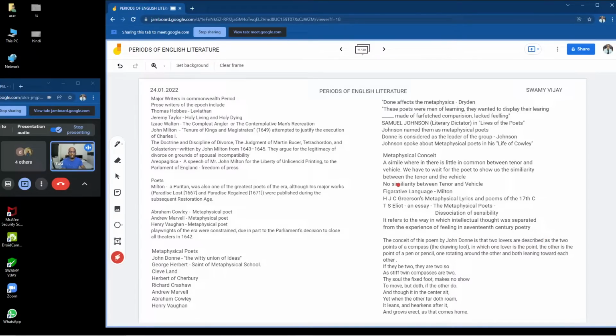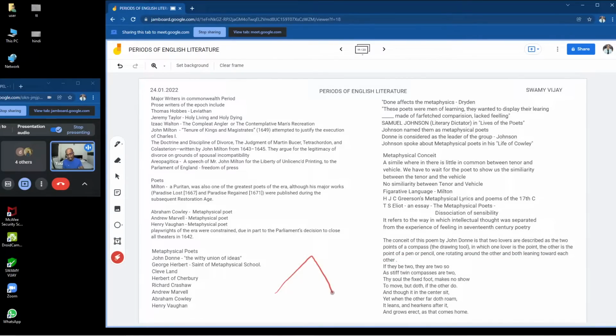So metaphysical poets start separated from the experience of feeling. Instead of feeling, they give a lot of importance to their exaggerated, far-fetched imagery and far-fetched comparisons. So the conceit of this poem by John Donne, a very famous example, and most of you have read this example, is that two lovers are described as the 2 points of a compass, the drawing tool, in which one lover is the point, the other is the point of a pen or pencil, one rotating around the other and both leaning towards each other.